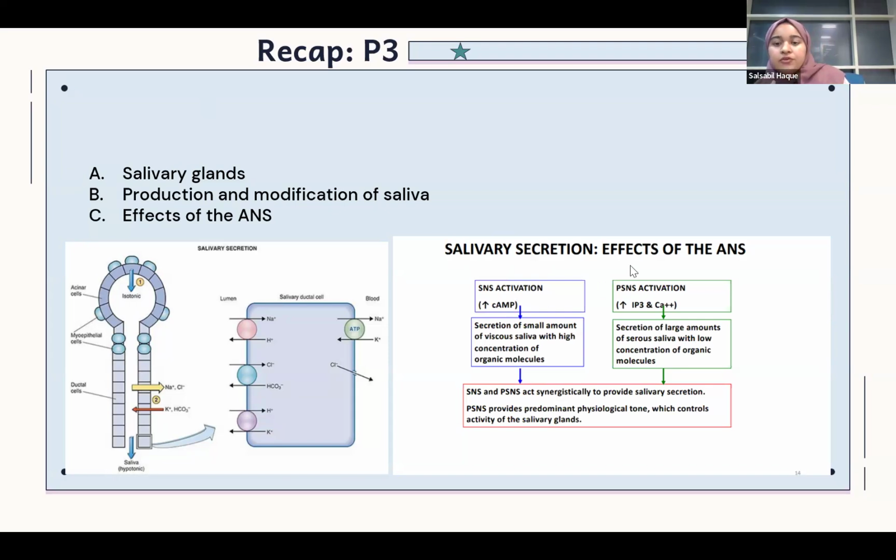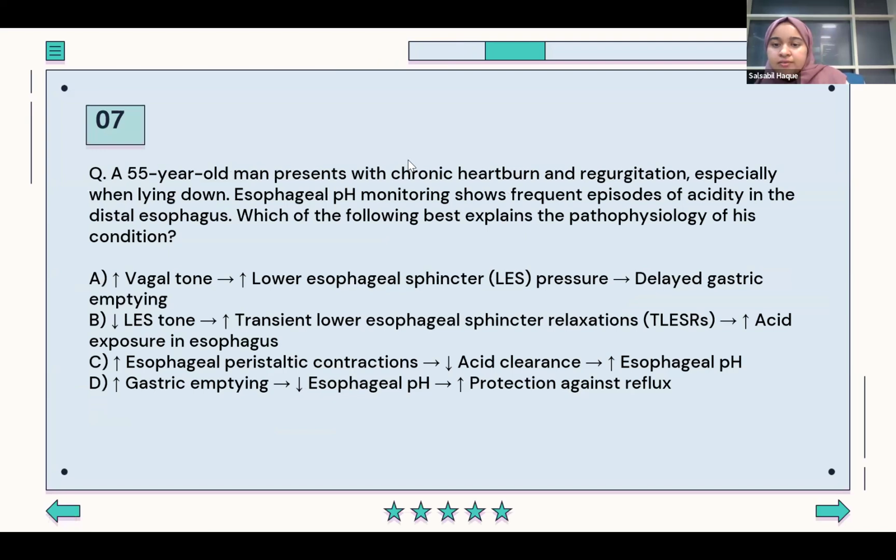Whereas with parasympathetic activation, there is an increase in IP3 and calcium, which will secrete large amounts of saliva with low concentration of organic molecules. And then this part says that they work together. All right, moving on to the next question. If you guys have any questions at any time, please let me know. Next question.